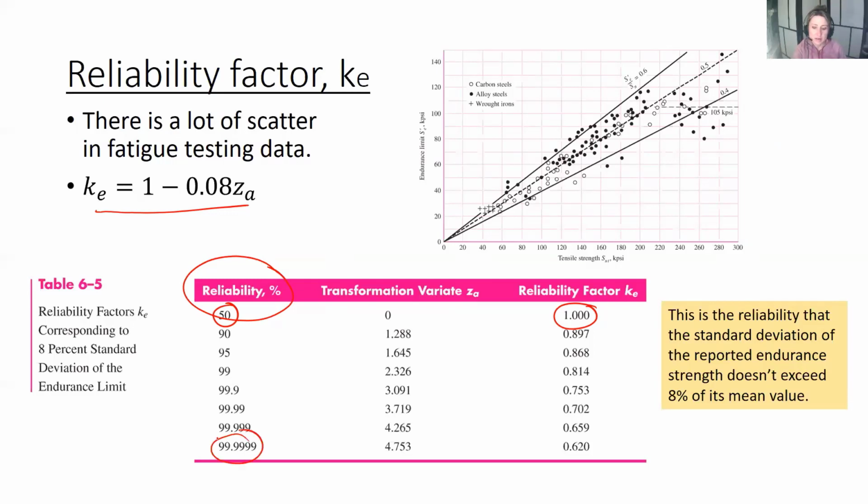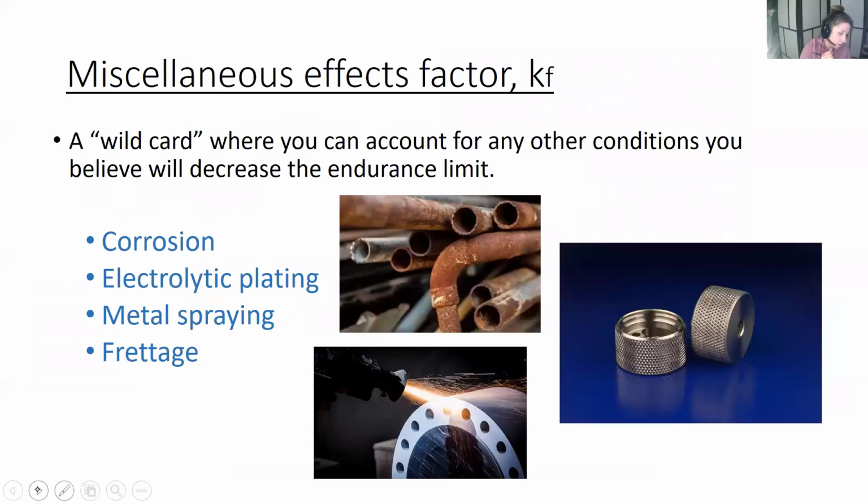So I think what this basically means is that the higher reliability that you set is essentially saying that you are more sure that the endurance limit that you're using is closer to test values. But it's something that has to be given to you in the problem statement. All right, and then lastly, miscellaneous effects factor, KF. This is really meant to be kind of a reminder or a wild card where you can account for any other conditions you believe will decrease the endurance limit.